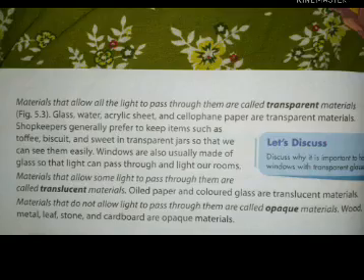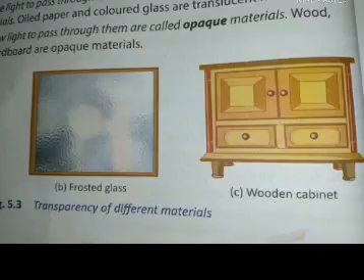Those materials which do not allow light to pass through them at all, meaning they do not allow any light to pass through them, are called opaque materials. Now, as you can see in the example, the wooden cabinet which is made of wood will not allow the light to pass from one side to the other, isn't it? Metals, leaf, stone and cardboard all will be examples of opaque materials. So I hope you have understood the property of transparency of materials.